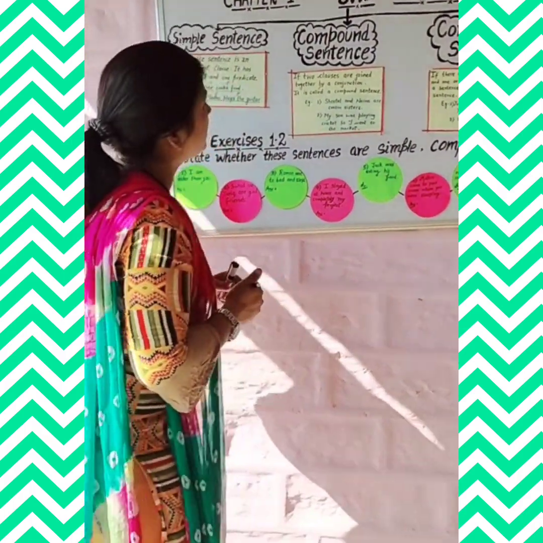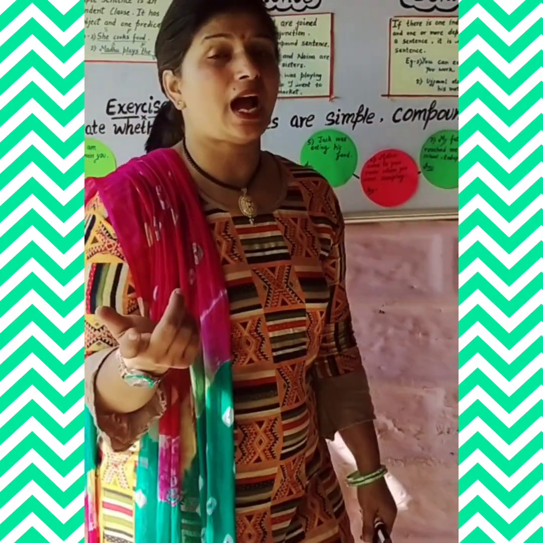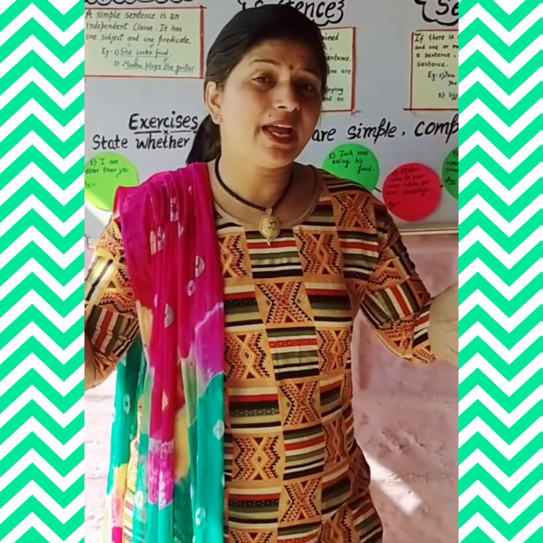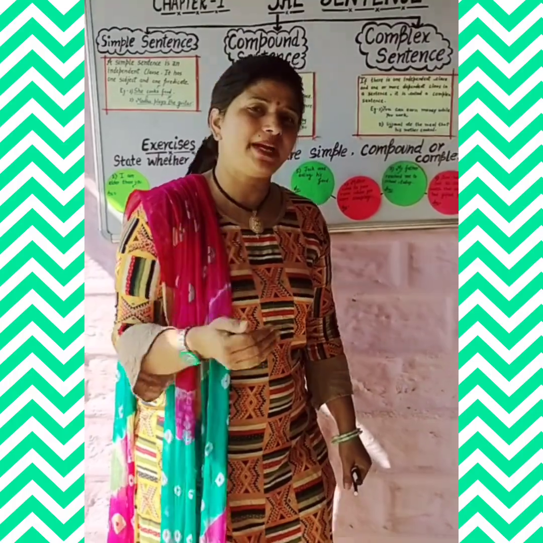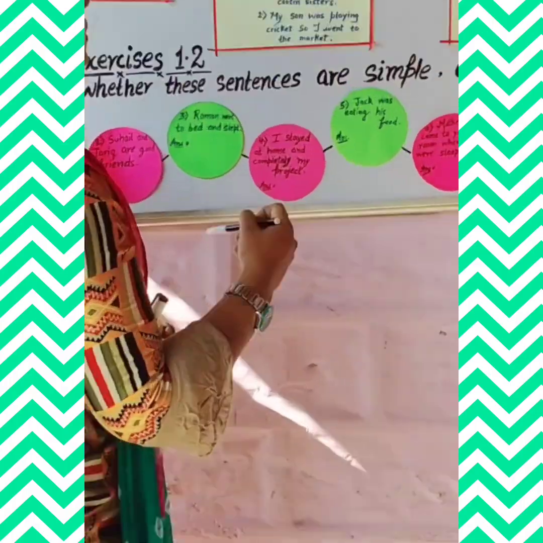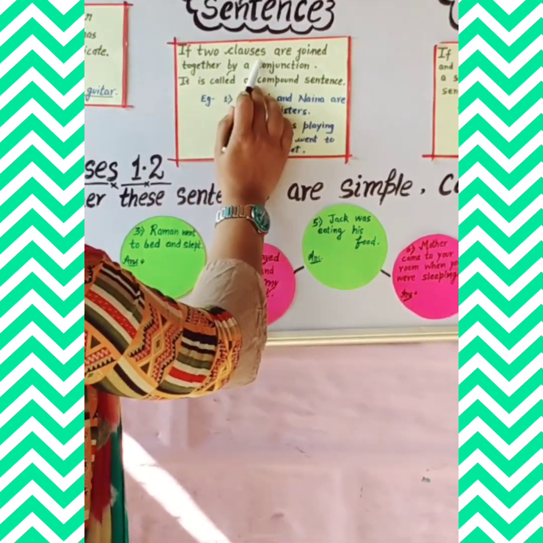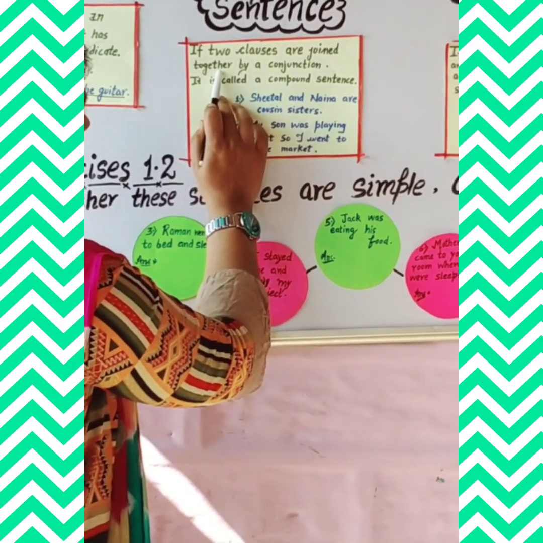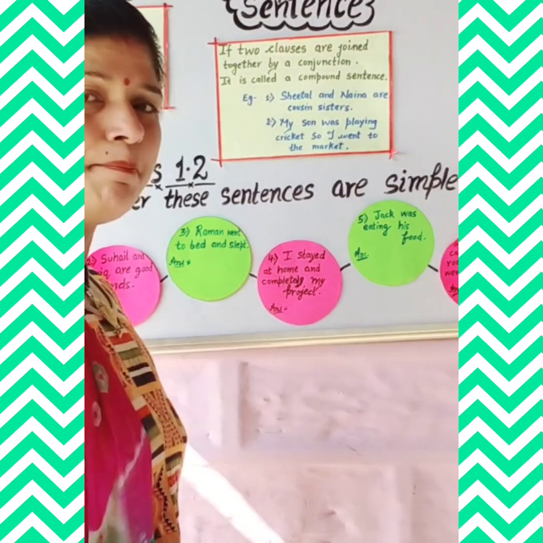Okay, now coming towards the compound sentence. By hearing the words compound sentence, you can understand that compound means two. When we add two sentences together so that it makes a complete sense, this is known as a compound sentence, right? Now see the definition of a compound sentence. If two clauses are joined together by a conjunction, it is known as a compound sentence.